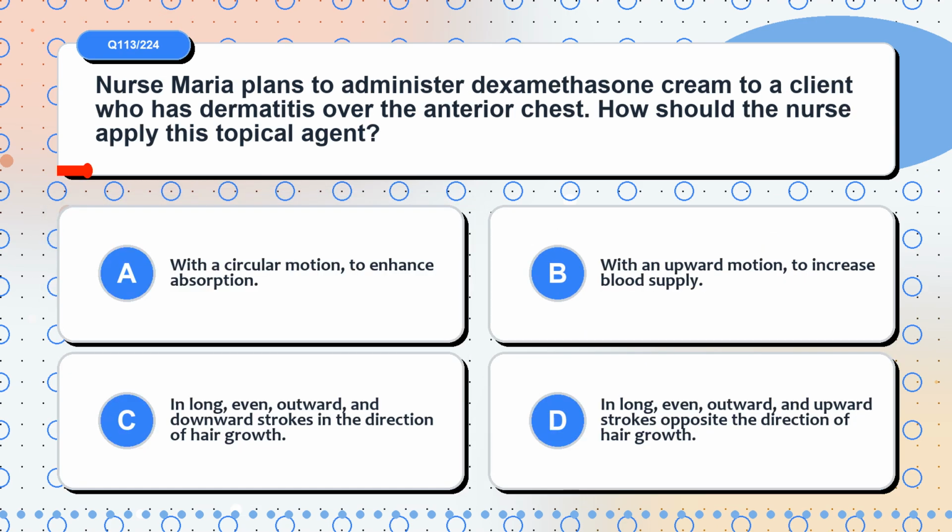Question 113. Nurse Maria plans to administer dexamethasone cream to a client who has dermatitis over the anterior chest. How should the nurse apply this topical agent? Here are the options. Option A. With a circular motion to enhance absorption. Option B. With an upward motion to increase blood supply. Option C. In long, even, outward and downward strokes in the direction of hair growth. Option D. In long, even, outward and upward strokes opposite the direction of hair growth.